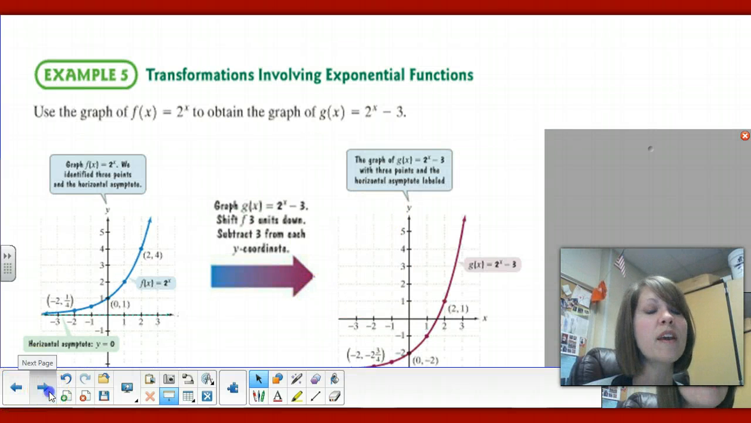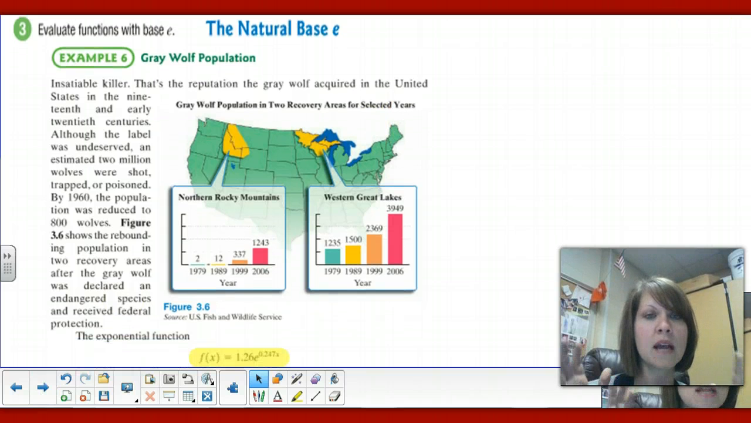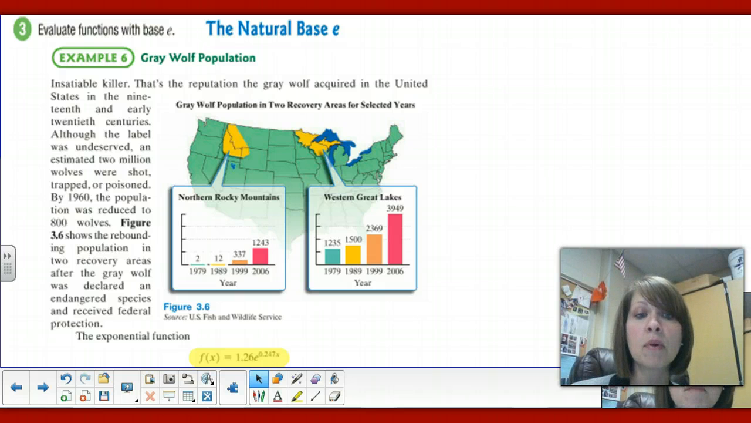I wanted to do one thing. That's right. Okay, so one more thing before I give you your next set of problems. Natural base e, evaluating functions with base e. Remember, e is a number.